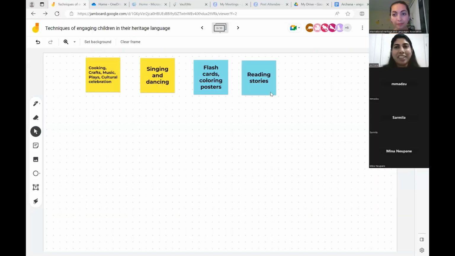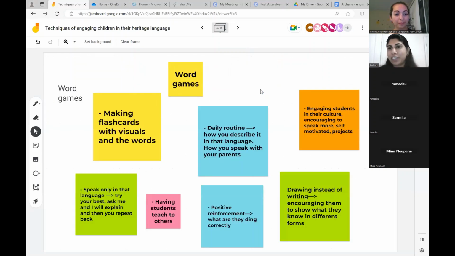No, totally agree. We have a game called Antakshari. It's a singing game, right? But we connect with it with the kids because they don't know that many heritage language songs. So we play the word games with them. You say a word, and the kids have to catch the last letter of that word and say another word with that.